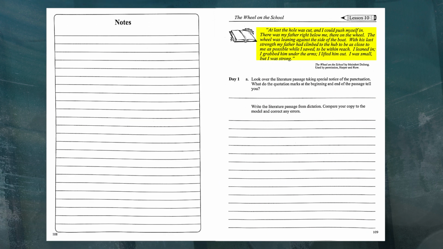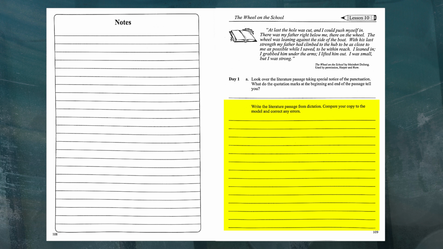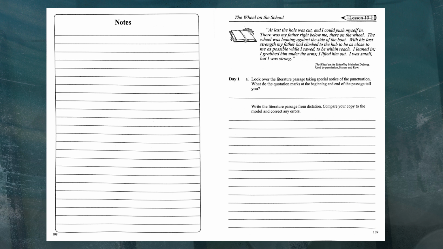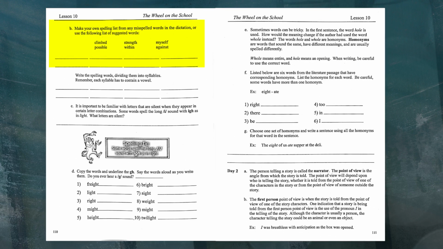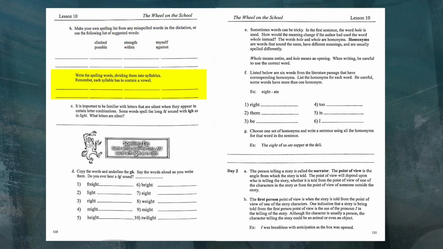Monday, read the paragraph, taking note of the punctuation used. The teacher will then dictate the passage to the student. Compare yours to the original and correct any errors. Create a spelling list of words from the dictation or use the suggested words. Write them out separated into syllables.